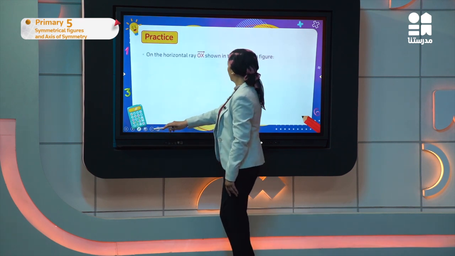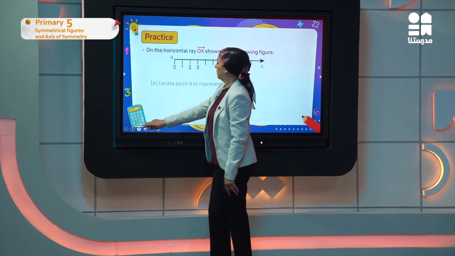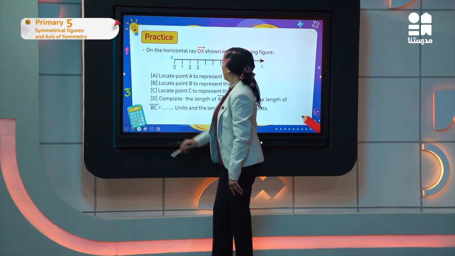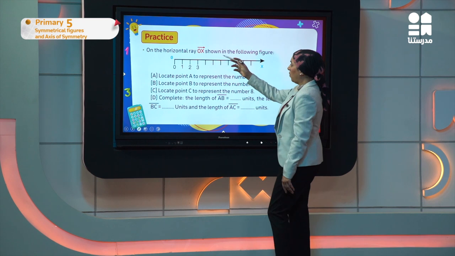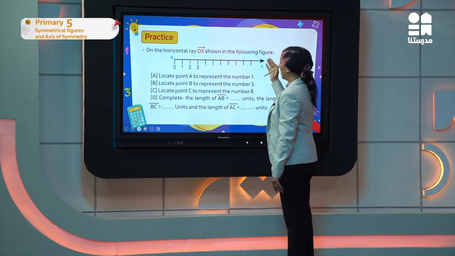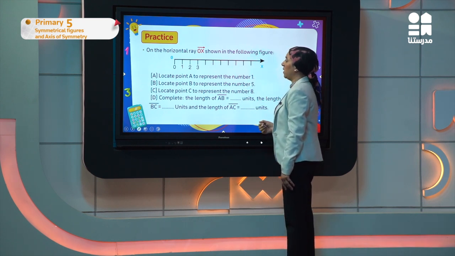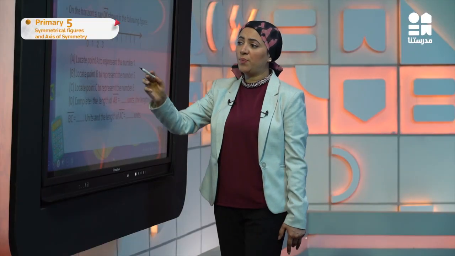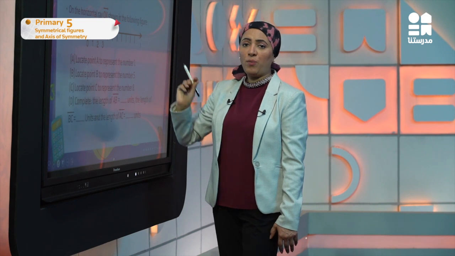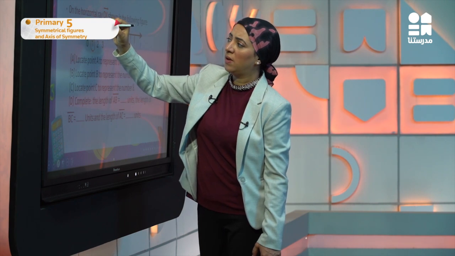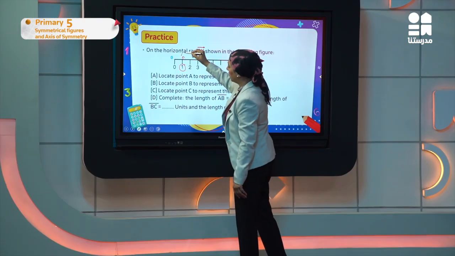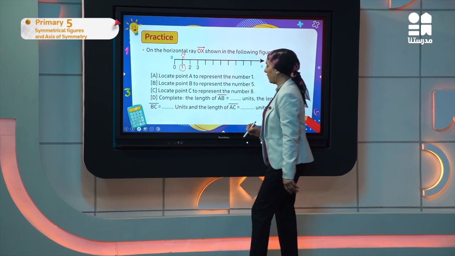Here, another question. On the horizontal ray, OX ray, shown in the following figure in front of you, I want you to locate the point A to represent the number 1. I'll go to number 1, or the first unit, draw an arrow and write the point A.